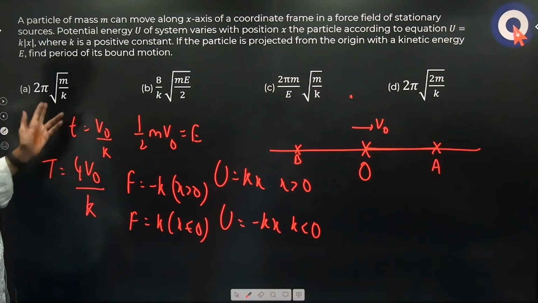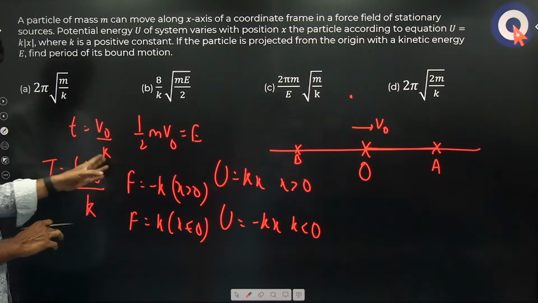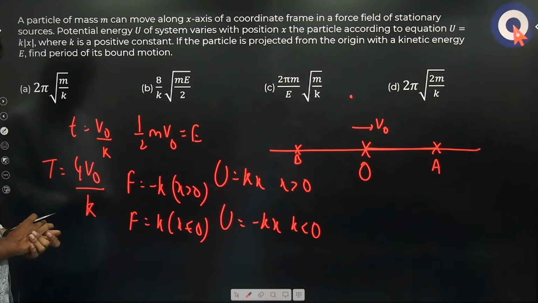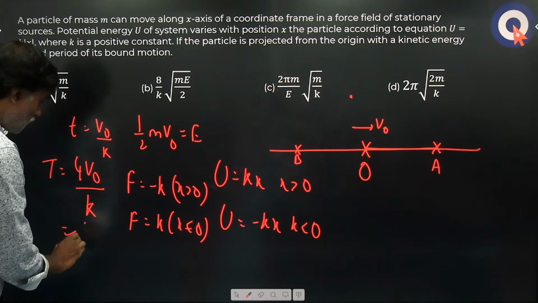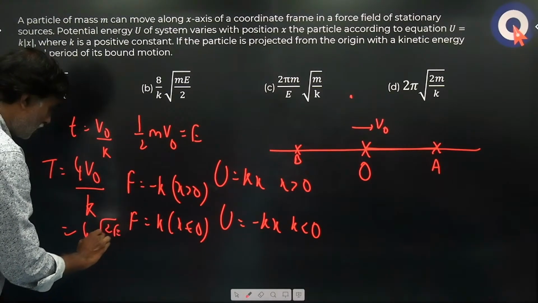But they are asking in terms of E, I think. That you can find. What is v naught? Under root 2E by m. So the time period is 4 by k under root 2E by m.